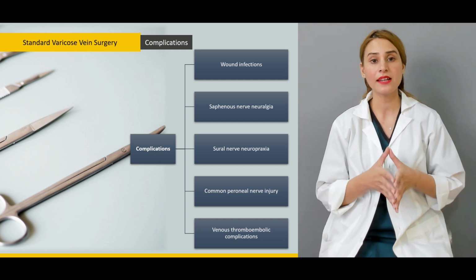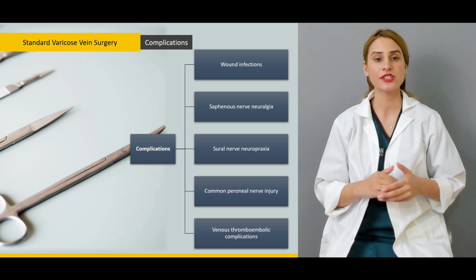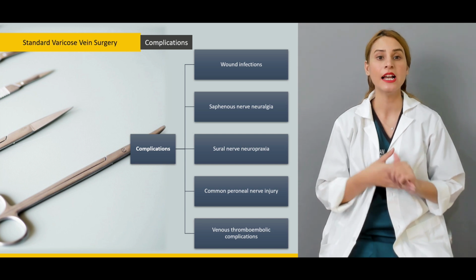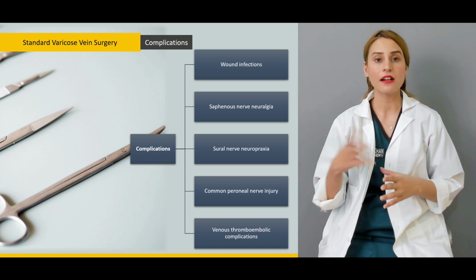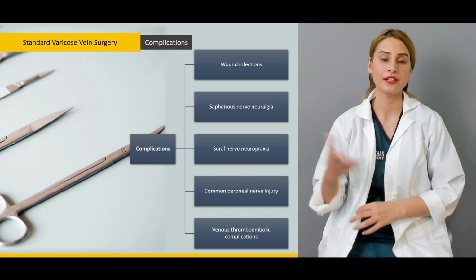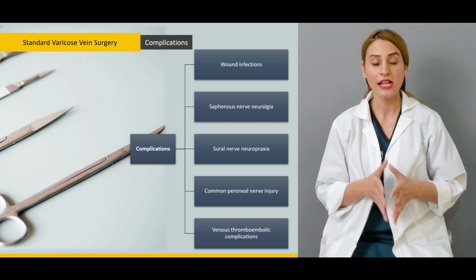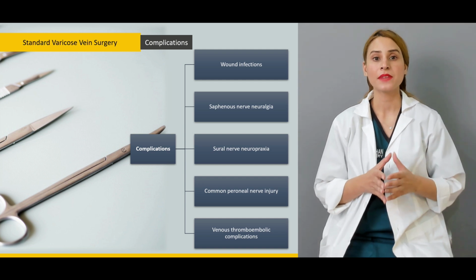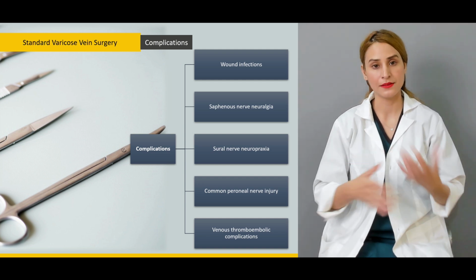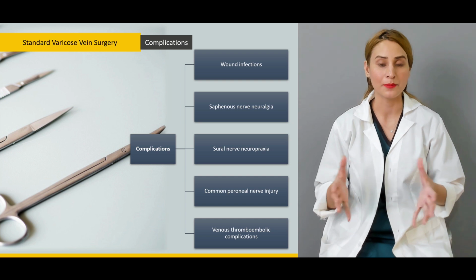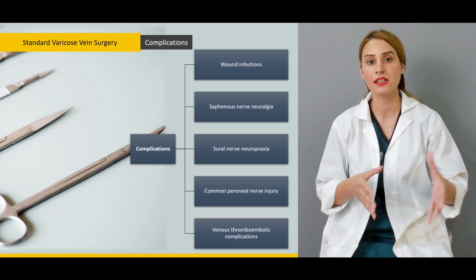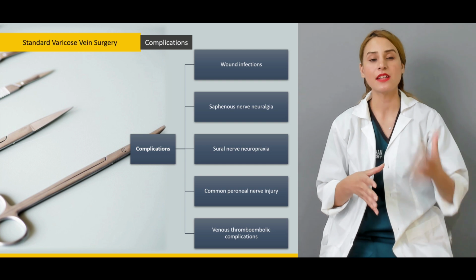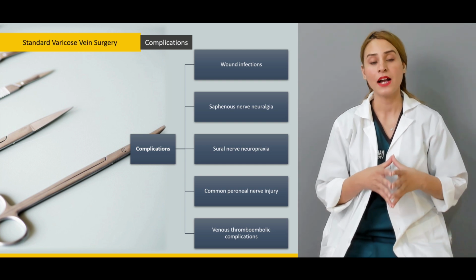So if we talk about these complications, they can be wound infection, saphenous nerve neuralgia, sural nerve neuropraxia, common peroneal nerve injury, and venous thromboembolic complication. So this was about today's topic, and we tried to summarize this topic in a more precise form. Particularly, in this lecture, we talk about the formation of the varicosities.